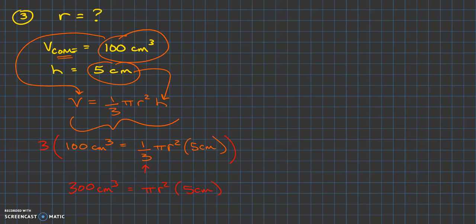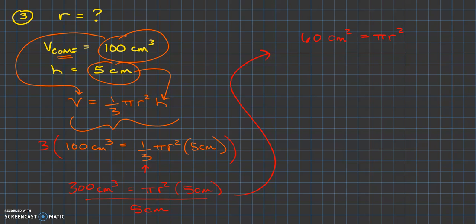Now, in a case like this, it's not too bad from here. I would say the simplest thing would be to divide by 5 centimeters. Go way up here. So when you divide everything by 5, you're going to end up with 60. Now, notice your units here. That's going to be centimeters squared equals pi r squared. And that's what you're wanting.